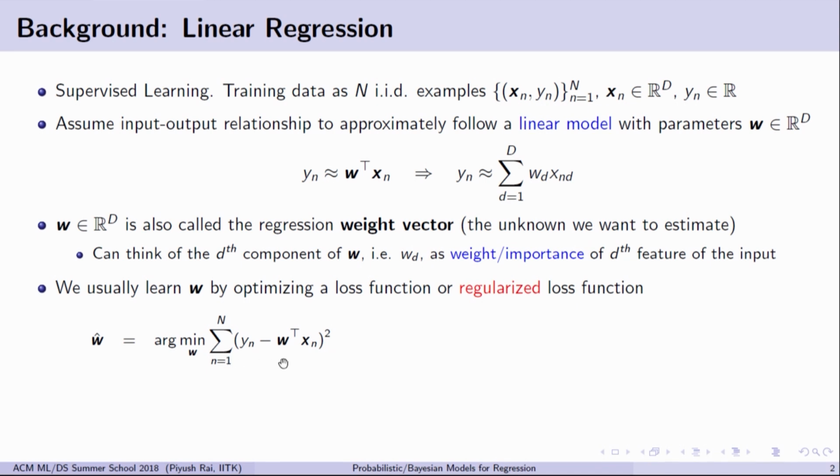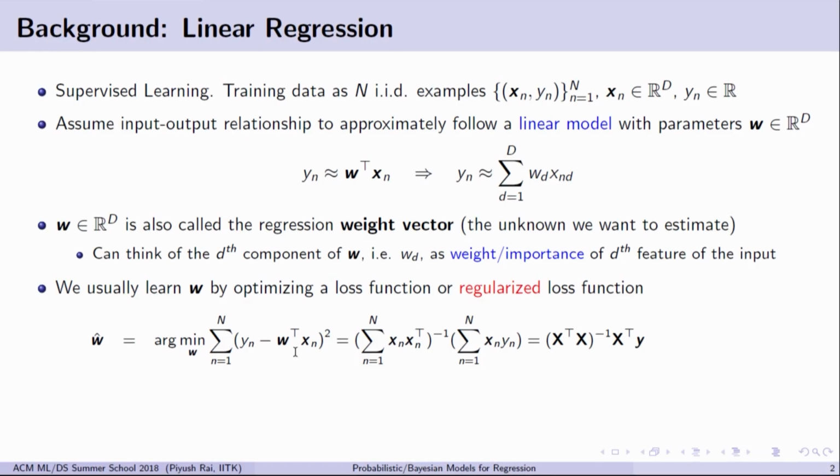Again, in order to solve for w, you have to take the derivative with respect to w, set it to 0, and that gives you the solution. You might have seen this solution in the previous lectures. The solution has this form. It's basically the inverse of the sum over all the data points of xn xn transpose, times the sum over all data points of xn times yn, which also has this matrix-vector notation, x transpose x inverse x transpose y. So if you have seen linear regression, this is the final solution: x transpose x inverse x transpose y.